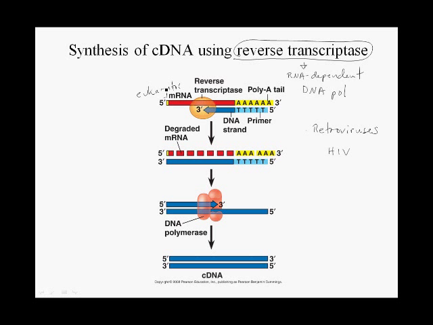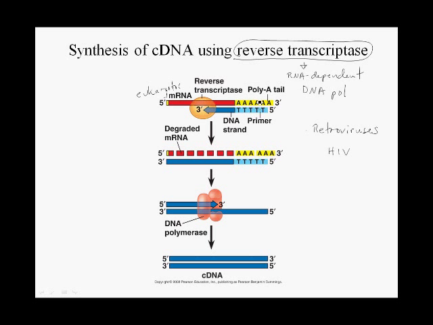Eukaryotic messenger RNAs, if you recall, have a poly A tail at the 3' end. At the 5' end, you should remember they have a cap. And in the middle, all their introns have been spliced out. Now, because they have a poly A tail at the 3' end, we can start with an oligo dT primer. So the primer is nothing but a string of T's, a synthetic DNA molecule containing just T's.